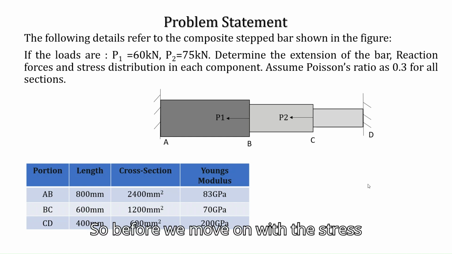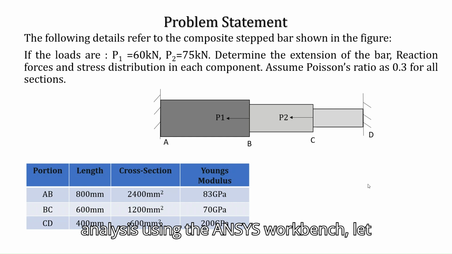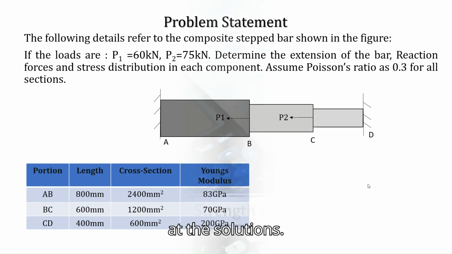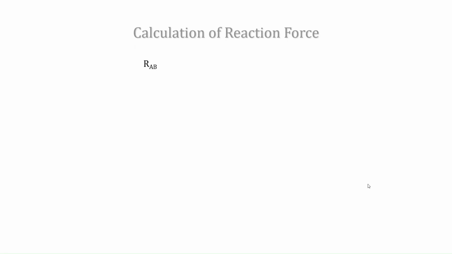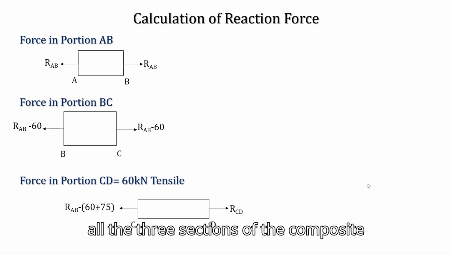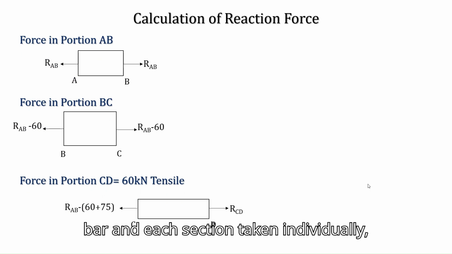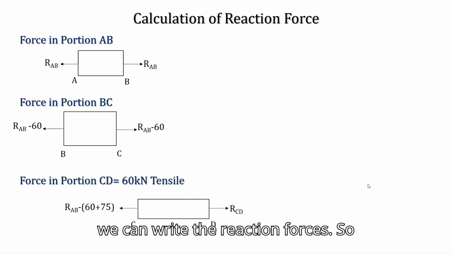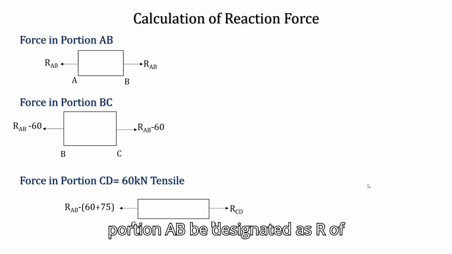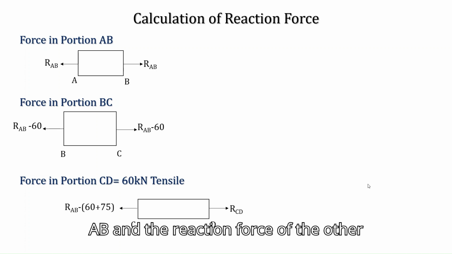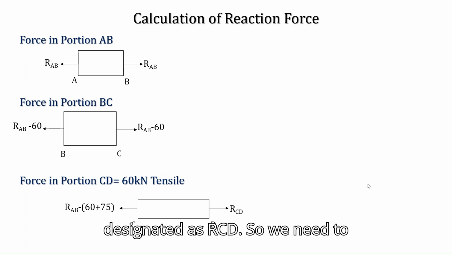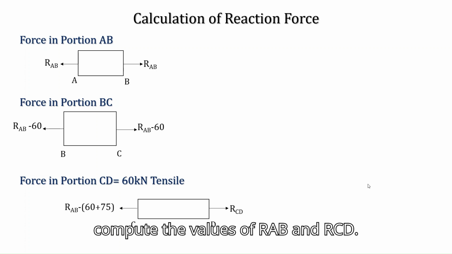Before we move on with the stress analysis using the ANSYS Workbench, let us perform the calculations using the strength of materials approach and arrive at the solutions. Moving on to the calculation of the reaction forces, we can consider all three sections of the composite bar, and for each section taken individually we can write the reaction forces. Let the reaction force at the portion AB be designated as R_AB, and the reaction force at the other support, that is at the portion CD, be designated as R_CD. We need to compute the values of R_AB and R_CD.